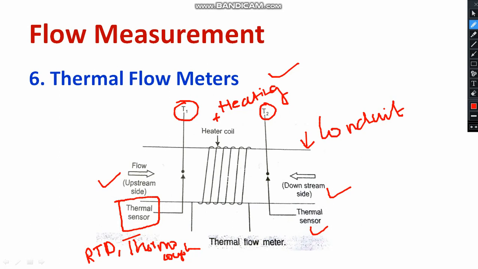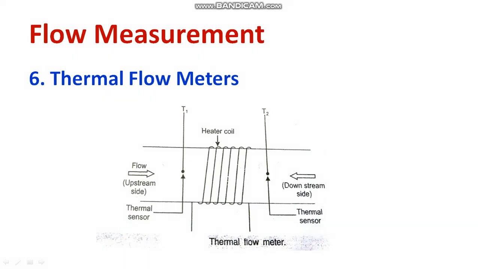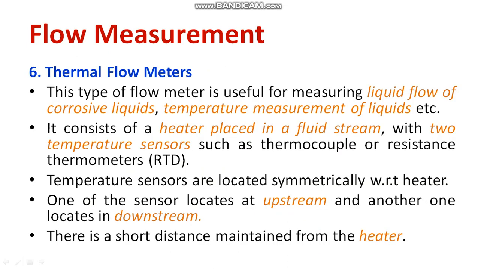Initially, if there is no fluid flow, the temperature at sensor 1 and the temperature at sensor 2, both sensors will not detect any change in temperature. Thereby we identify that there is no movement of fluid; fluid flow movement is zero. Suppose a fluid flow starts, then we will definitely identify the temperature difference. So this is actually the theme of the thermal flow meters.